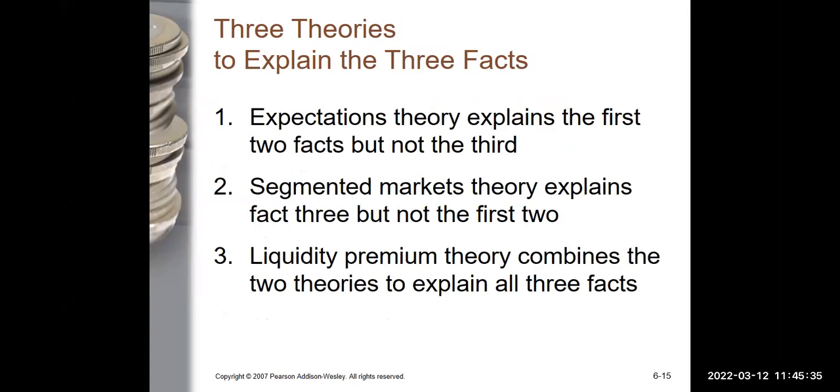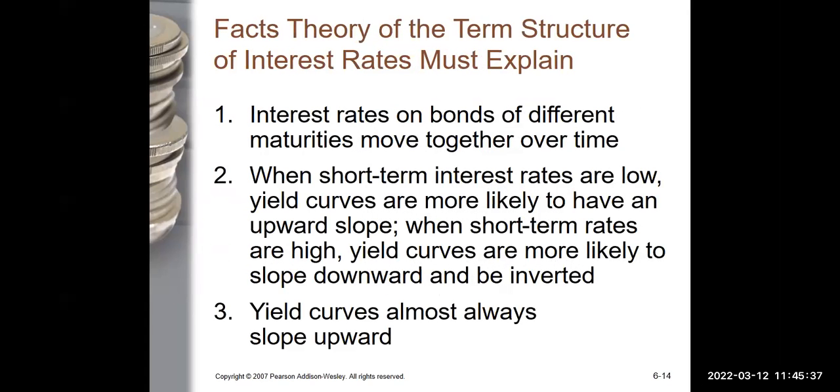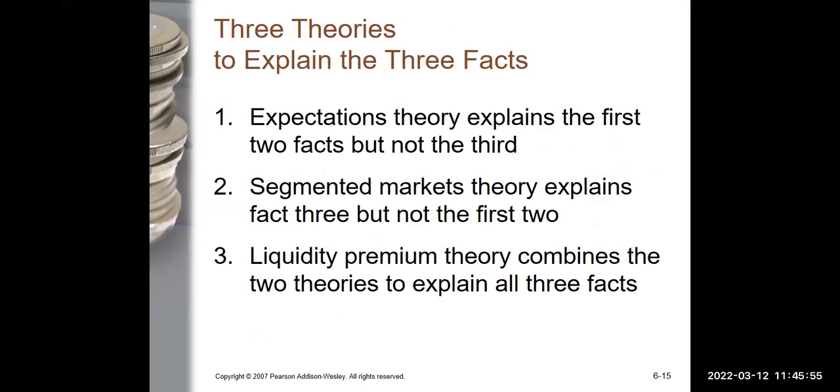Three theories explain these three facts. As I have mentioned, the interest rates on bonds of different maturities move together over time. When the short-term interest rates are low, the yield curves are positive. When the short-term interest rates are high, the yield curve can be negative. And the third fact is that yield curves are generally upward sloping. There are some theories that explain these behaviors. The first theory is the expectations theory.